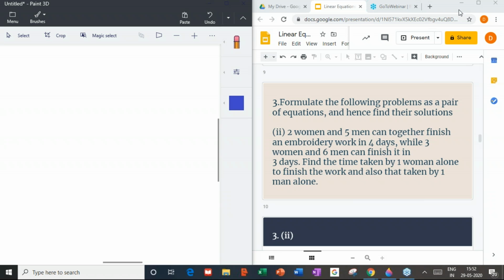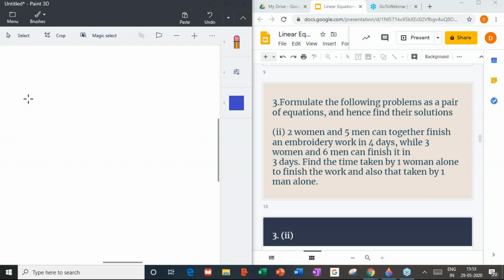Formulate the following problem and hence find the solution. Again, they have not mentioned which method to be used, so use anything. So, 2 women and 5 men can together finish an embroidery work in 4 days, while 3 women and 6 men can finish it in 3 days. Find the time taken by one woman alone to finish the work and also that by one man alone. So, they have clearly mentioned what they want you to find here, right? Yes, Simra, you're right now. Okay, so we'll move on to this question. They've clearly given what they want you to find, which is the time taken by one woman to finish the work and the time taken by one man.